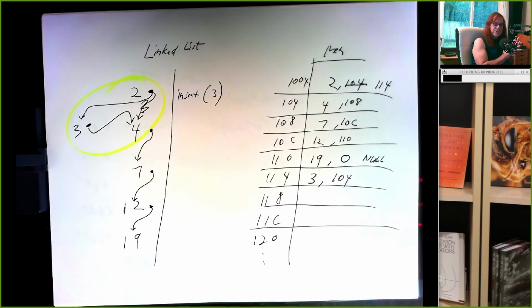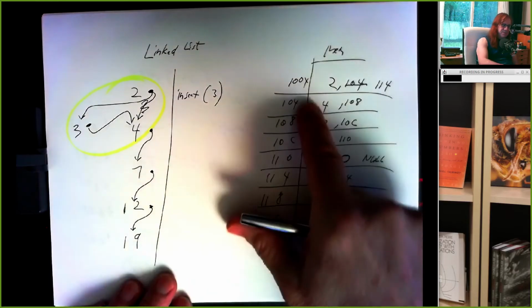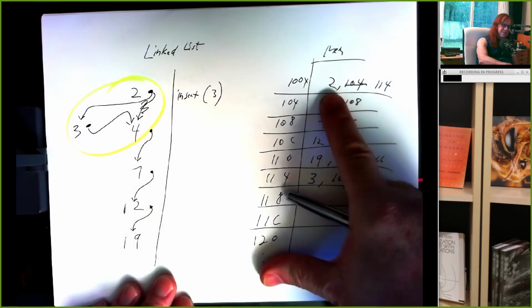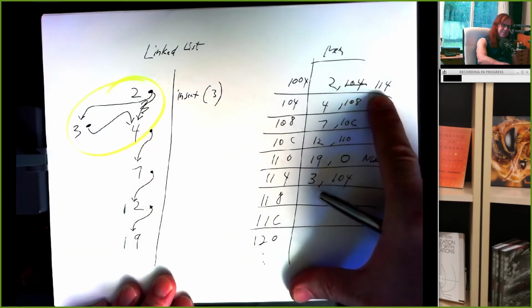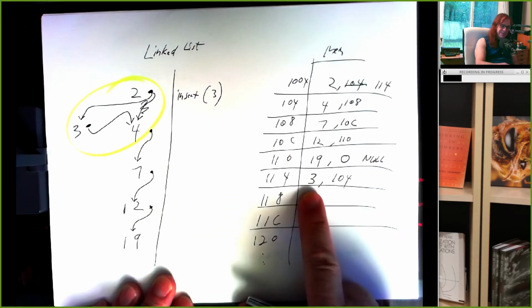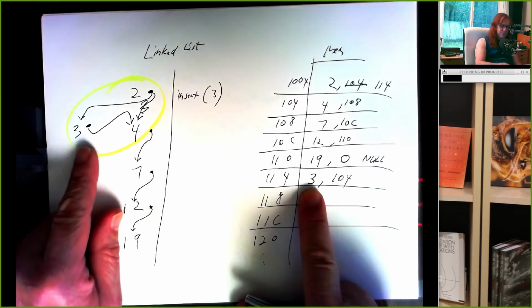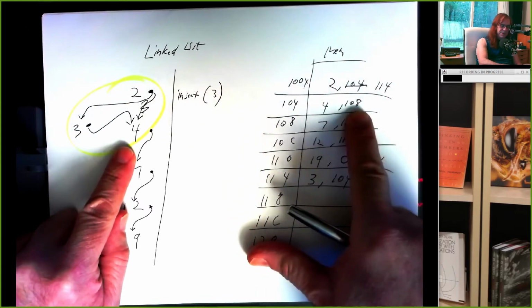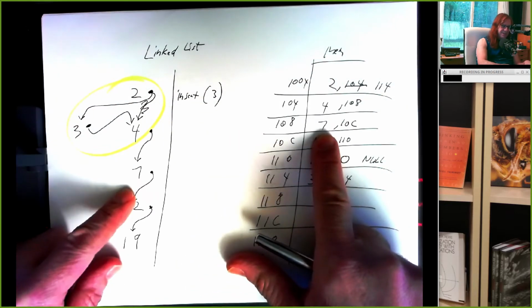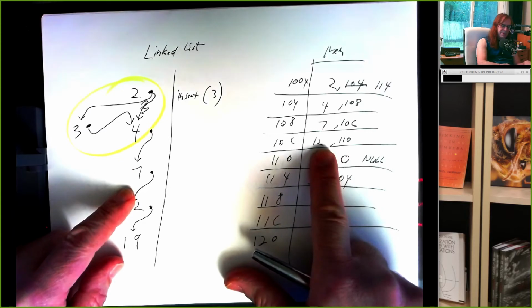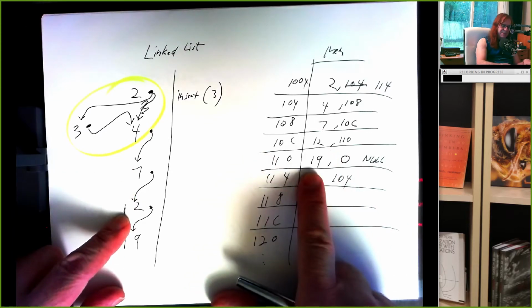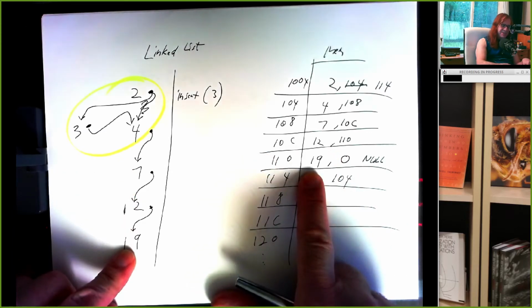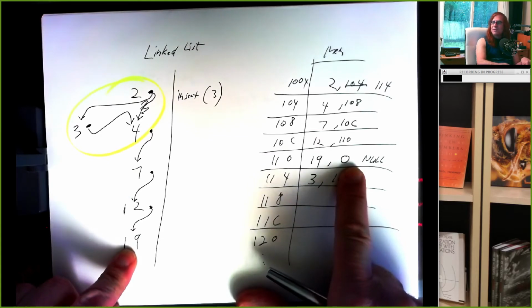So let's look at what our array looks like now. Assuming it begins at location 100, the first number is a 2. What's the next number? It's down at location 114. It's a 3. What's the next number? It's at location 104. That's a 4. What's the next number? It's at 108. That's a 7. What's the next number? It's at 10C. That's a 12. What's the next number? It's at 110. That's a 19. What's the next number? There is none. That's the end of the list.